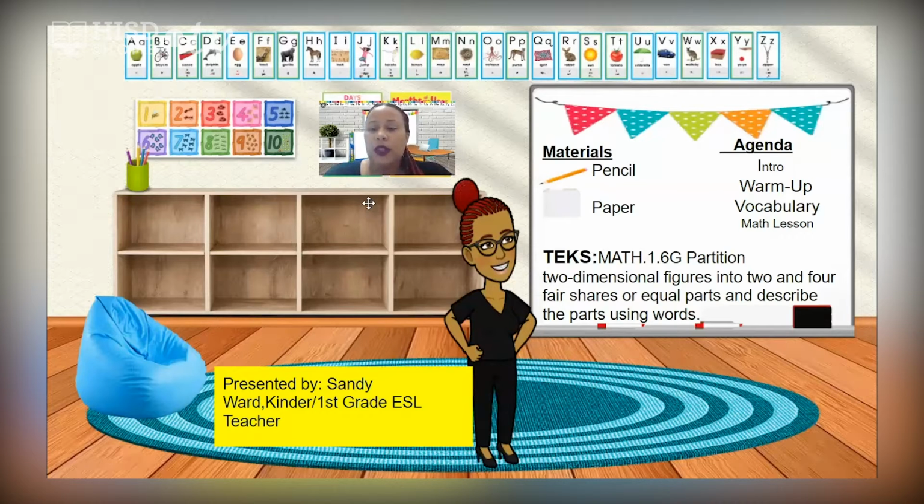The topic that we will focus on today is partition two-dimensional figures into 2 and 4 fair shares or equal parts, and describe the parts using words. The main objective we will be covering is the student will be able to identify equal and unequal parts, including halves and including fourths.